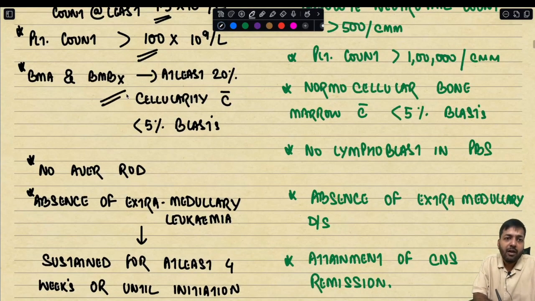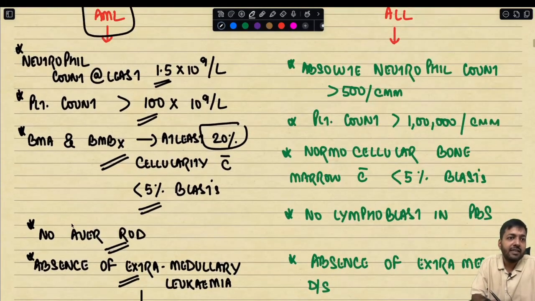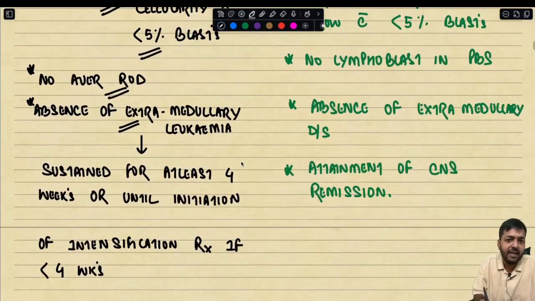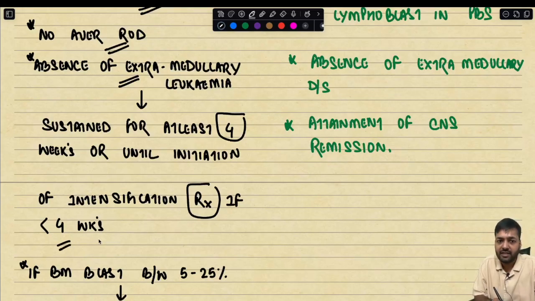When the bone marrow aspirate and bone marrow biopsy show at least 20% cellularity with less than 5% blasts. When there is an absence of extramedullary leukemia. And all these parameters should be sustained for at least 4 weeks, or until the initiation of intensification treatment, if the intensification treatment is started in less than 4 weeks' time.